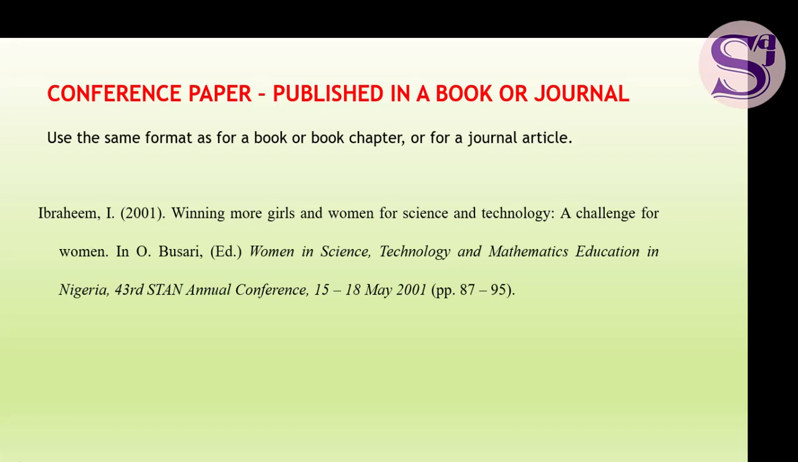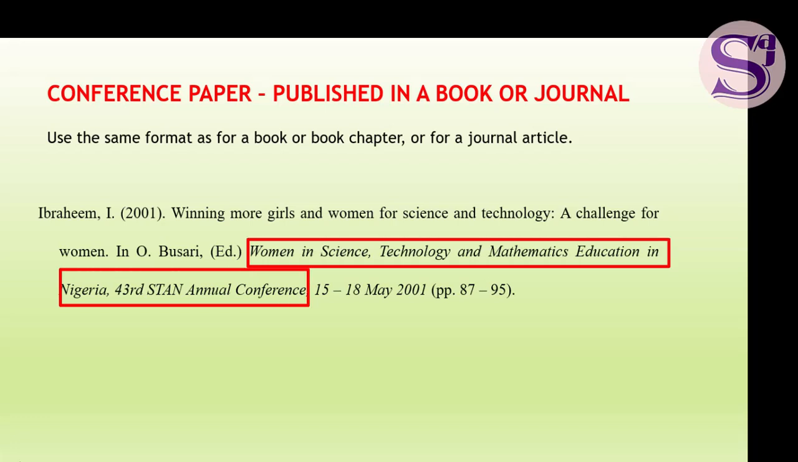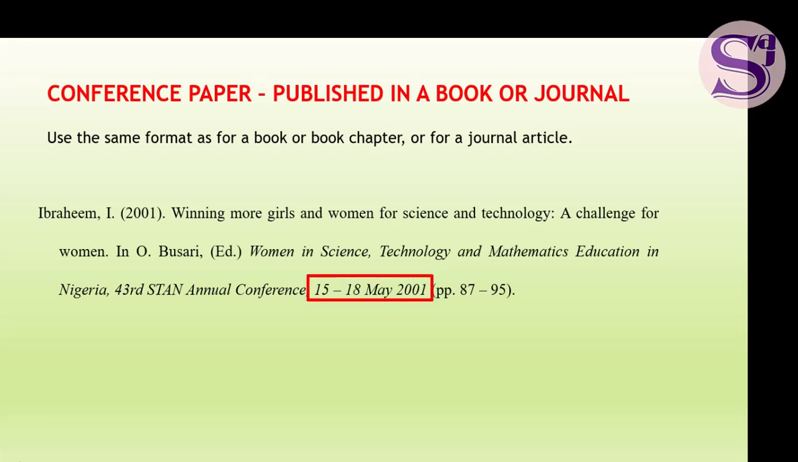Ibrahim separated by a comma and then the initial, then the year, the title of the conference paper. Then because this is assumed to be published in a book, and the book is edited, it was edited by Busari, then the title of that conference and the information of the conference, the year and the period, as well as the pages where this paper is published in the book or a journal. But this is assumed to be published in a book, not a journal.